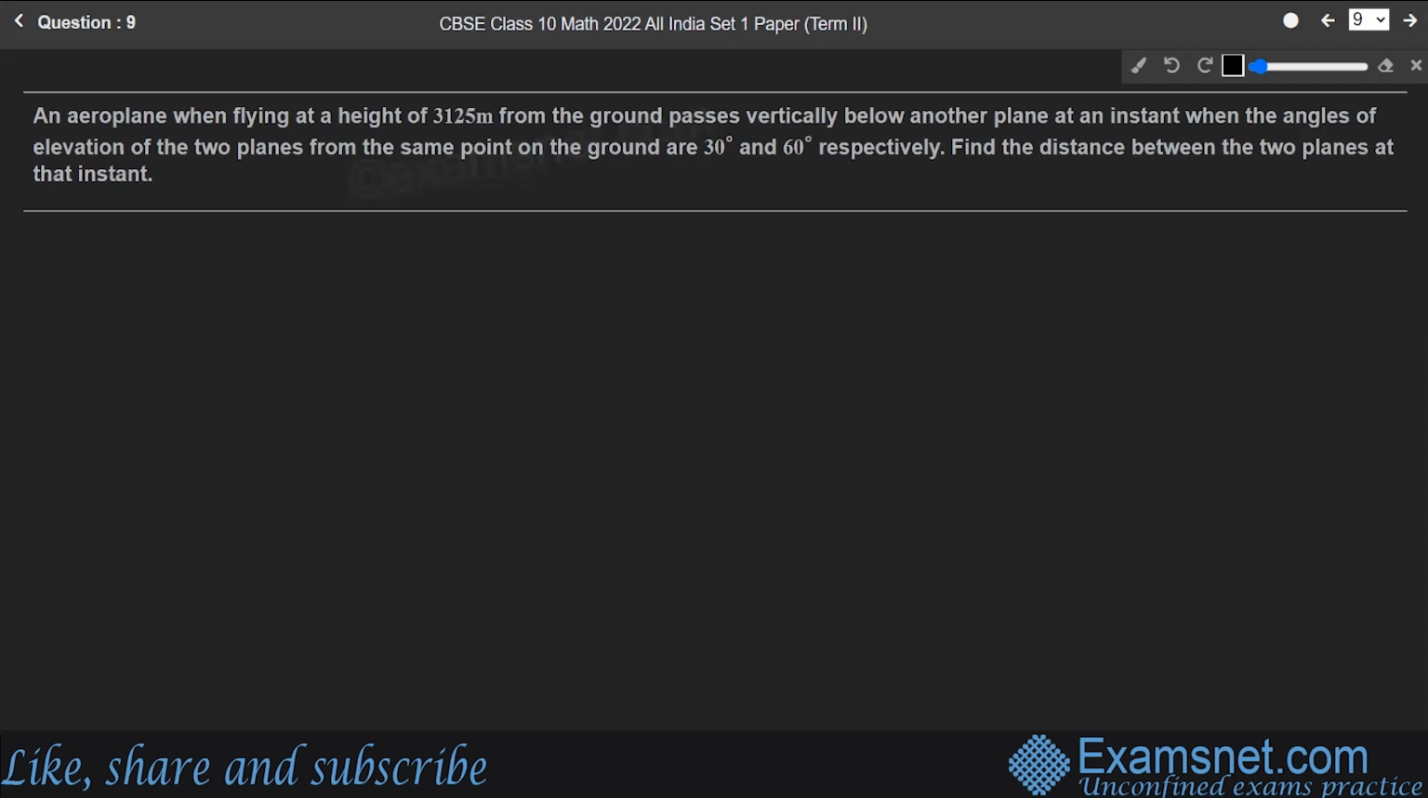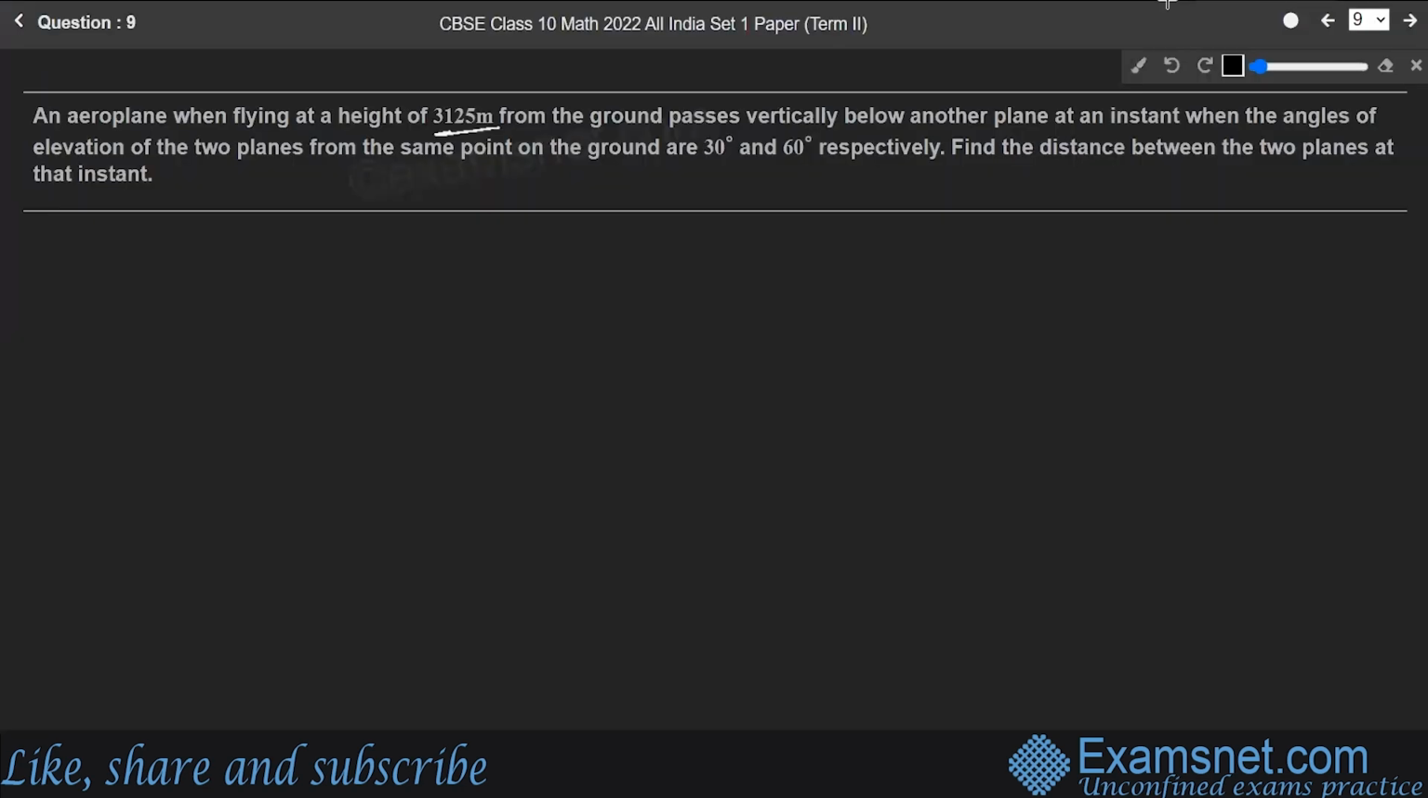Next question. An aeroplane, when flying at a height of 3125 meter from the ground, passes vertically below another plane at an instant when the angles of elevation of the two planes are 30 and 60 degrees.